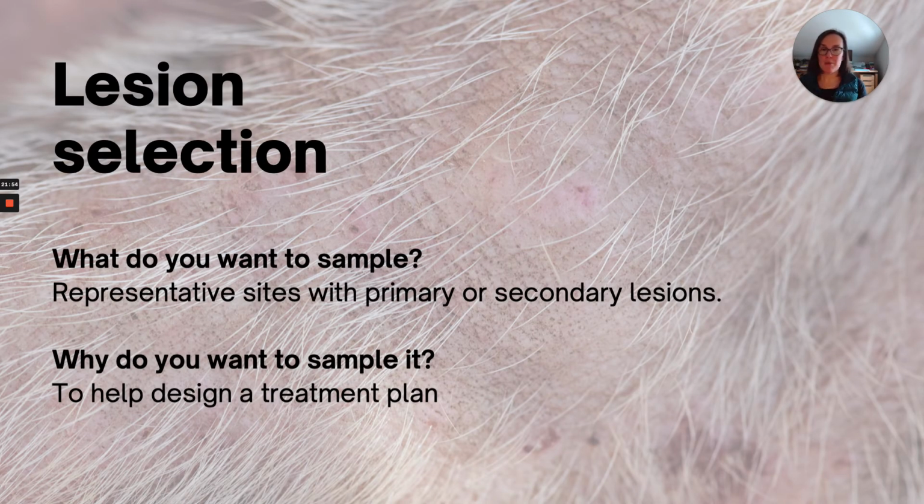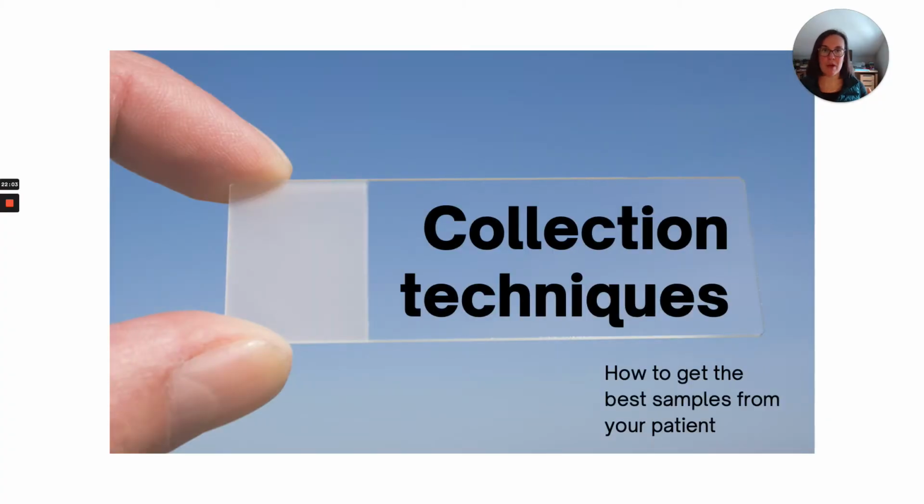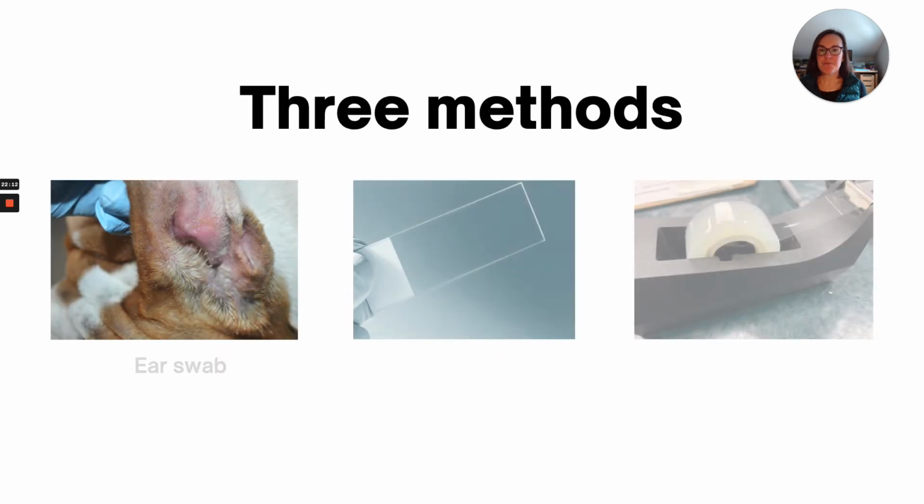So you want to get representative sites that have primary or secondary lesions, and the purpose of doing it is to help you come up with a treatment plan. That's the whole point of why you're doing cytology. So what are the collection techniques that we have available to us, and how do we get the best samples from your patient?